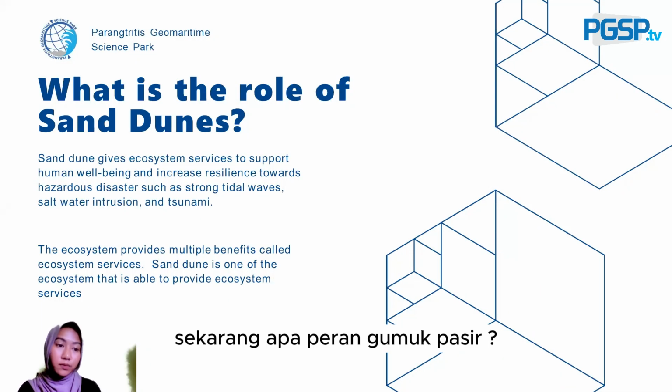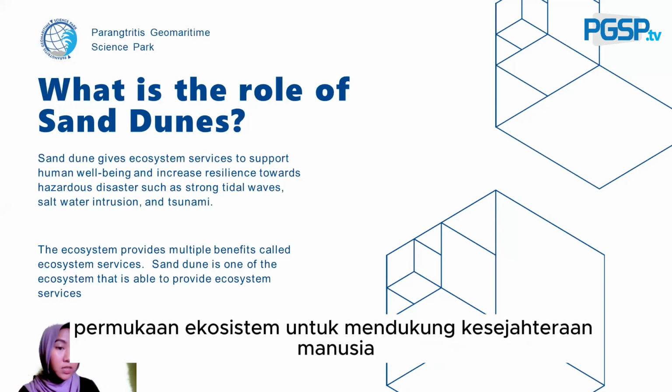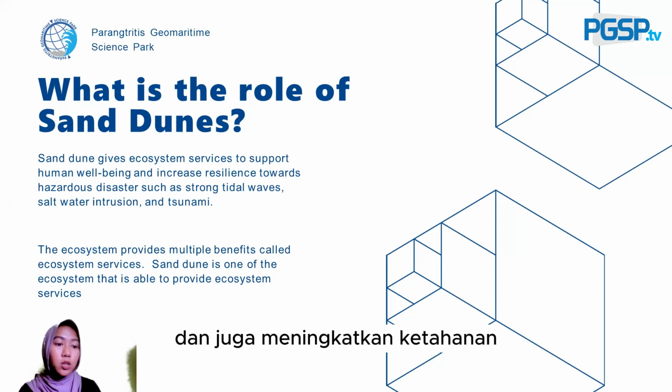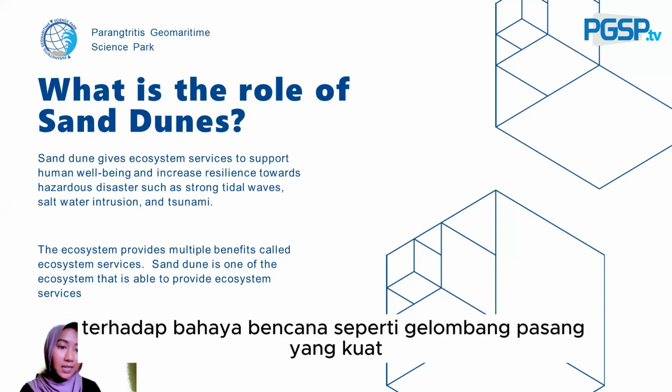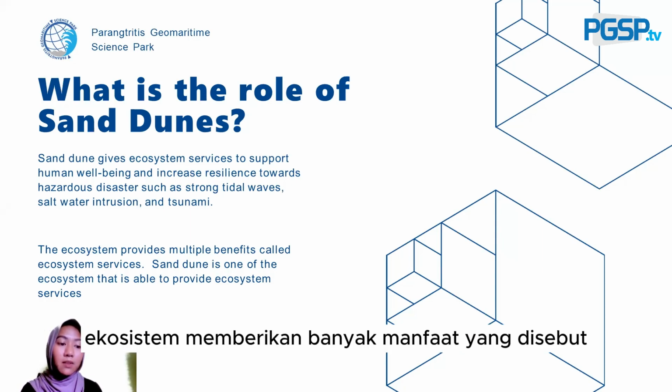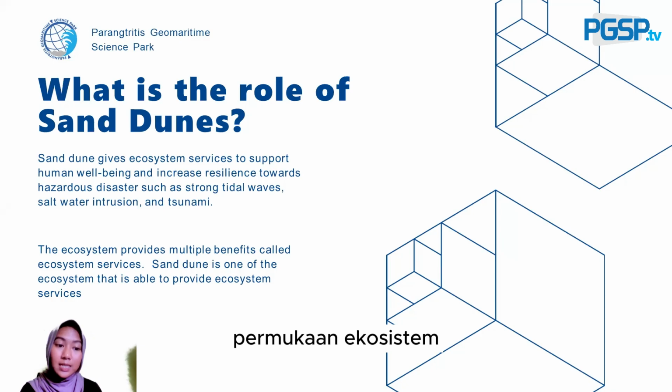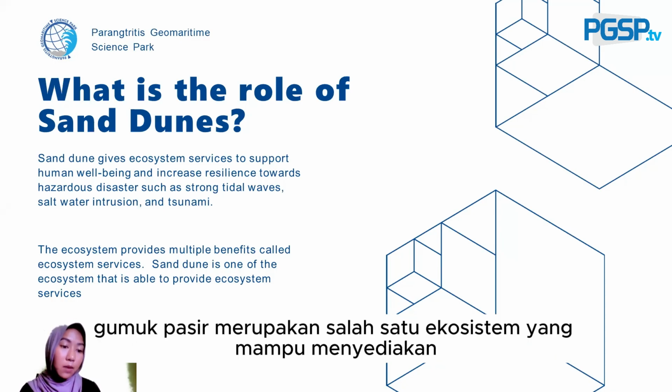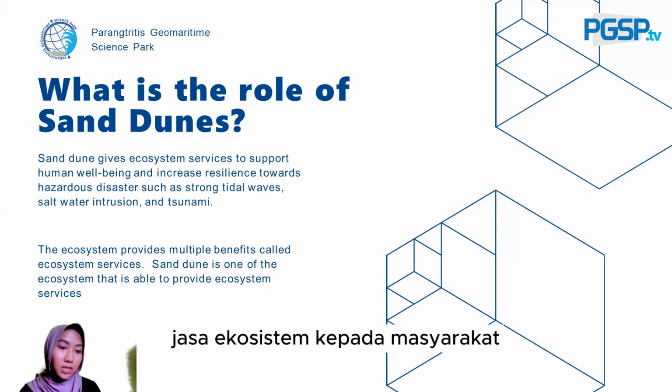Now, what is the role of sand dunes? Sand dunes give ecosystem services to support human well-being and also increase resilience towards hazardous disasters such as strong tidal waves, saltwater intrusion, and also tsunami. The ecosystem provides multiple benefits called ecosystem services. Sand dune is one of the ecosystems that is able to provide ecosystem services to the people.